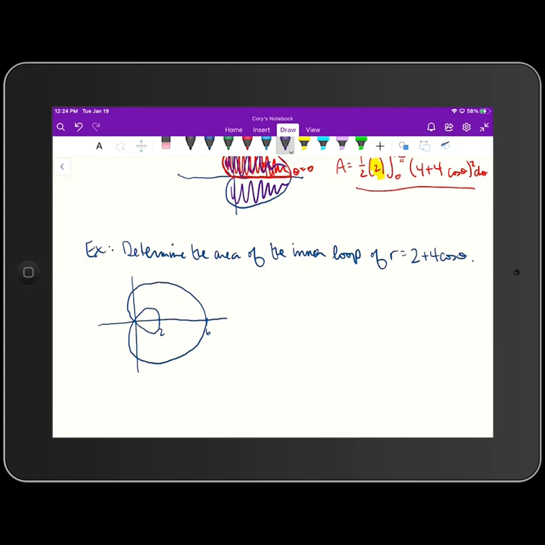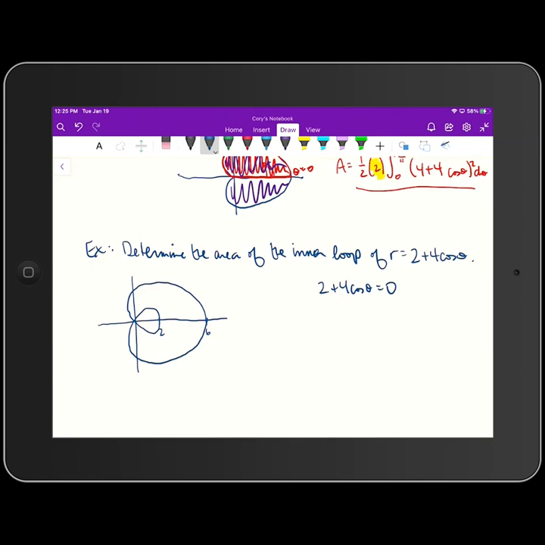Okay, and what we said in class was we had to set that radius equal to 0 to figure out when the graph hits the pole. And we'll talk about the significance of that in a second. So we get 2 plus 4 times the cosine of theta is equal to 0.